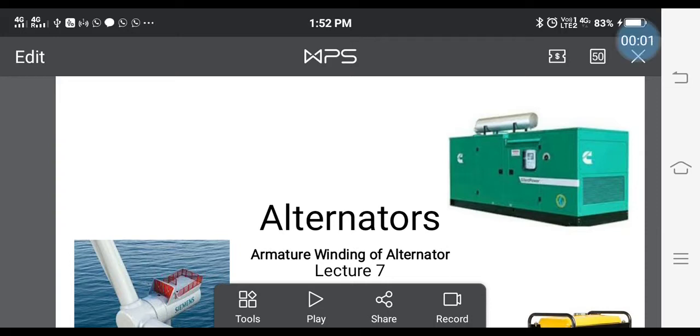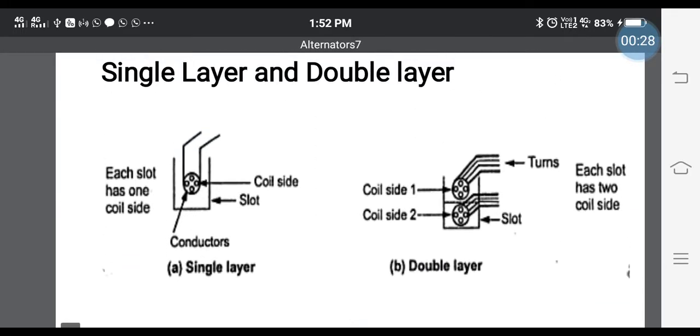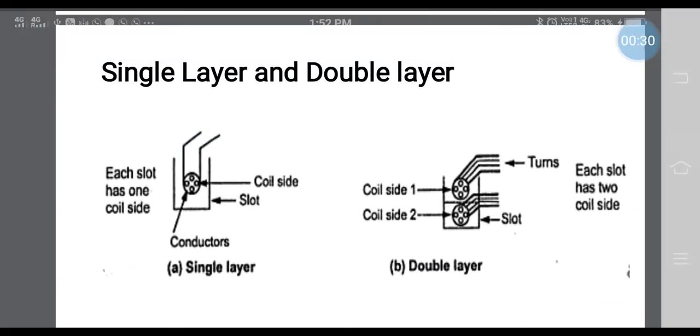Yeah, in this video, we are going to see about the armature winding of an alternator. There are three types of armature windings that will be used. One, we can call it a general armature winding, classified as single layer and double layer winding. Second, full pitch and short pitch winding. Third one is concentrated and distributed windings. So we will see one by one.